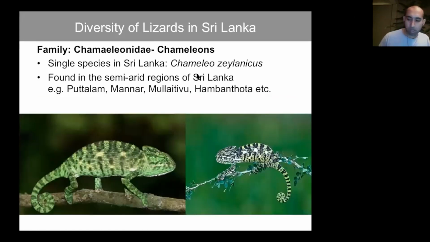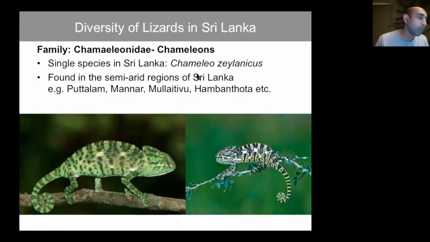Right, so now we're done with the dragon lizards. Move on to chameleons. So we have only one species of chameleon. The chameleons resemble dragon lizards, but they are unique among the lizards in the world by having independently movable eyes, right? And then they also have zygodactyl limbs. What I mean by this is that they have 3 fingers going forwards and 2 fingers going backwards.